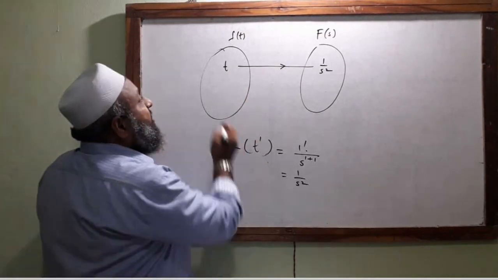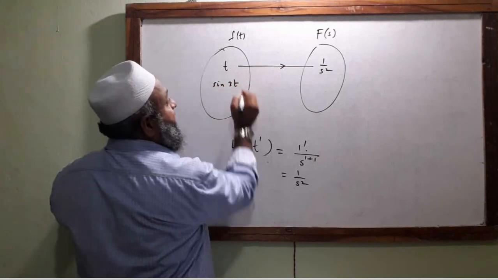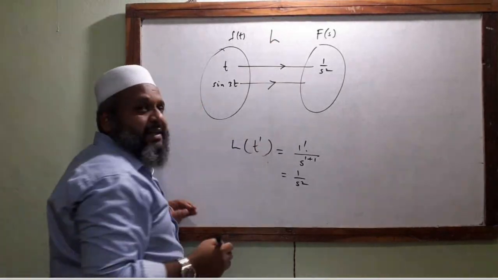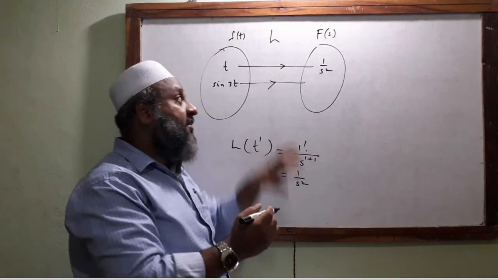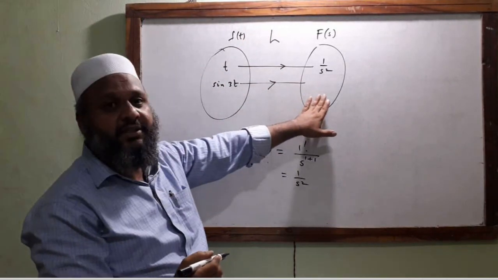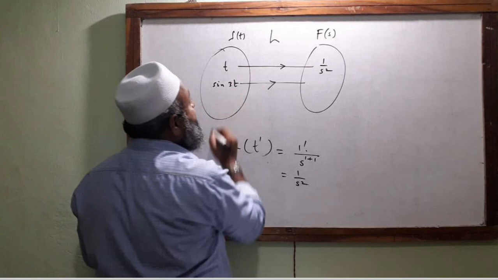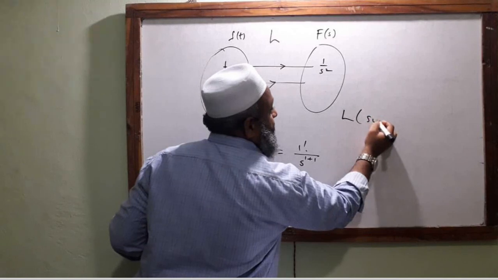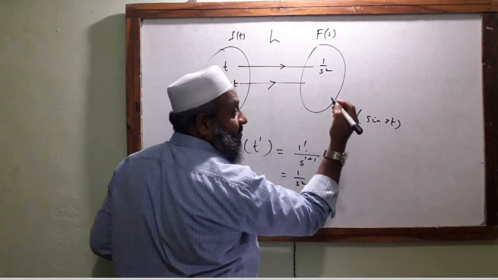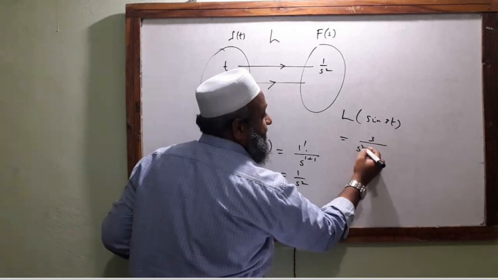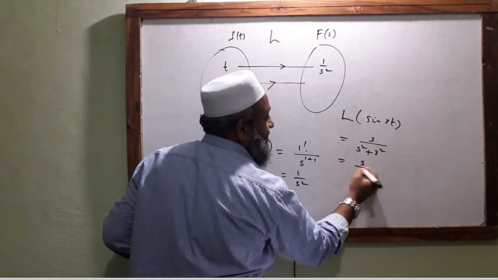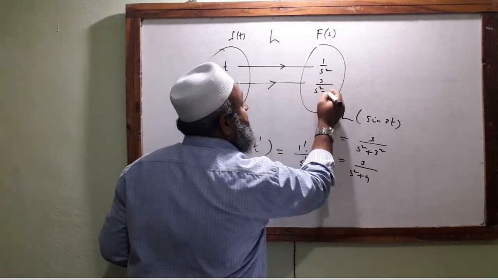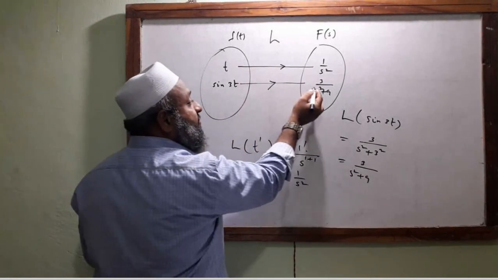Suppose I have sine 3t, then you know the Laplace transform. So L is the Laplace transform. It works like an operator which takes this input and returns the output in the other domain. So what is the Laplace transform of sine 3t? I hope you will recall. Yes, L of sine 3t is 3 by s square plus 3 square, that is nothing but 3 by s square plus 9. So 3 by s square plus 9 is the Laplace transform for this one.